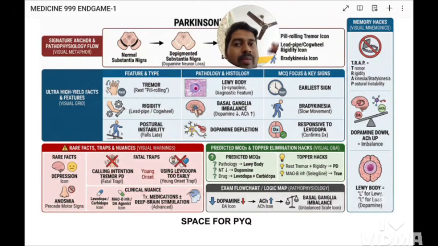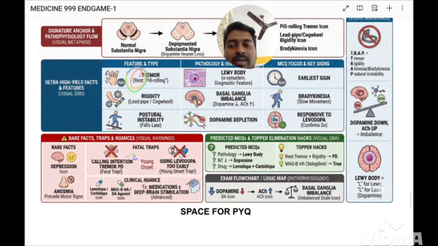Next, why I'm focusing on resting tremor is because there is something known as intention tremor, which means when a person goes to hold an object, when there is intention to hold an object, that time tremors occur. That is known as intention tremors. Here it is resting tremors.